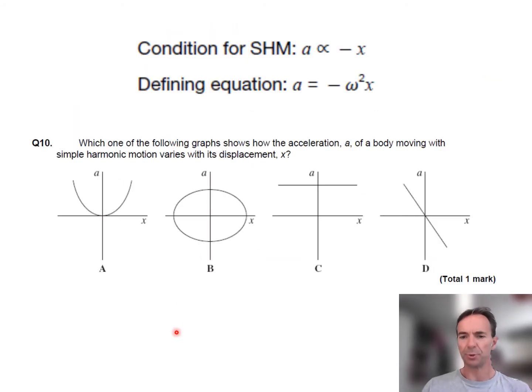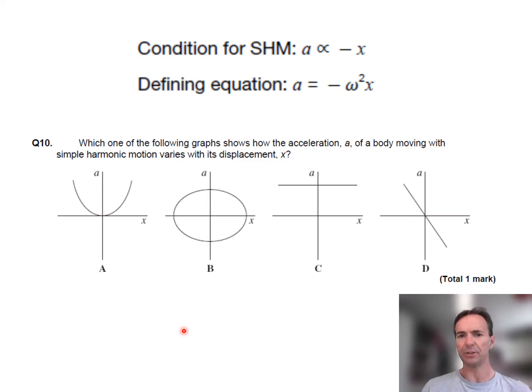Okay, so here we go. We've got some multiple choice questions I've dug out here. And I've given you some clues at the top here. Which one of the following graphs shows how the acceleration a of a body moving with simple harmonic motion varies with its displacement x? So which one of these are we looking at?